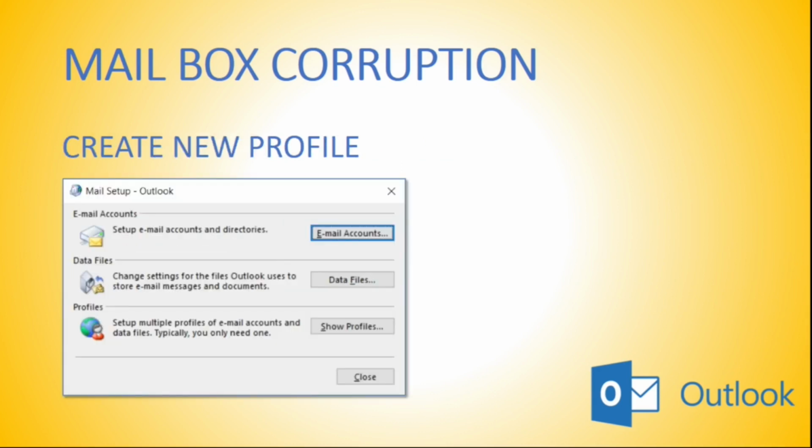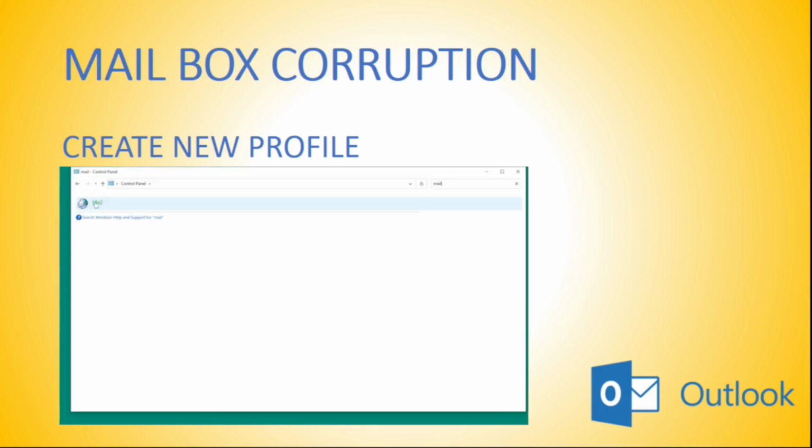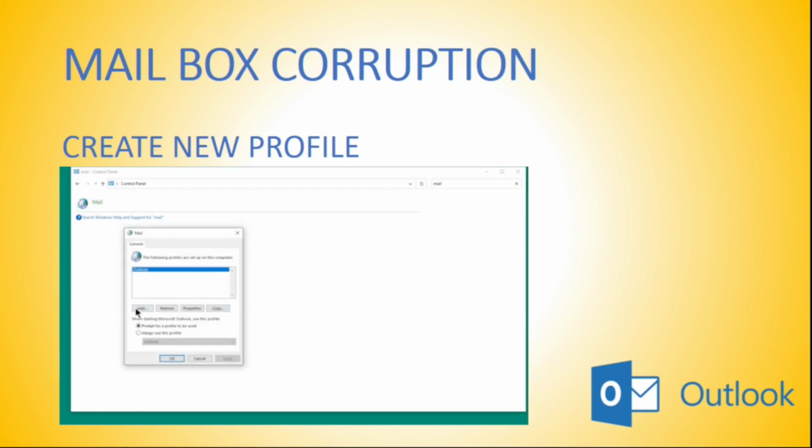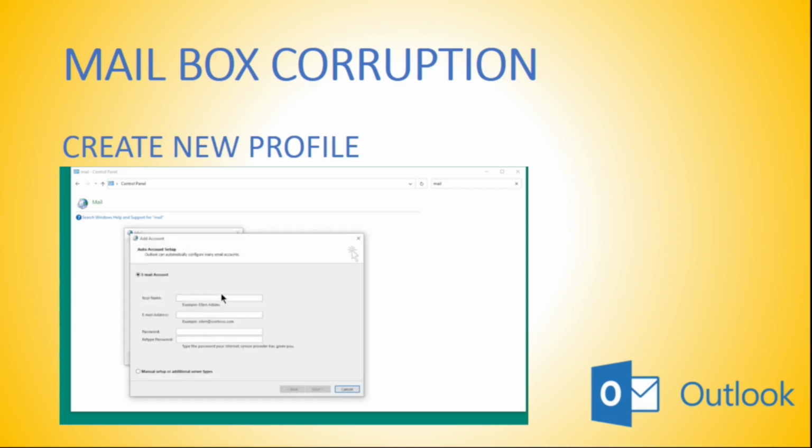Create a new Outlook profile. This is the last step in troubleshooting the Outlook freeze or not responding issue. Go to Control Panel and type Mail in the search bar. Click Mail and select Show Profiles. Click Add button to create a new mail profile. Follow the instructions, adding the email address and click Finish to complete. Once the profile is created, on the Show Profiles dialog, choose Prompt for a profile to be used. Then start Outlook and choose New Profile.